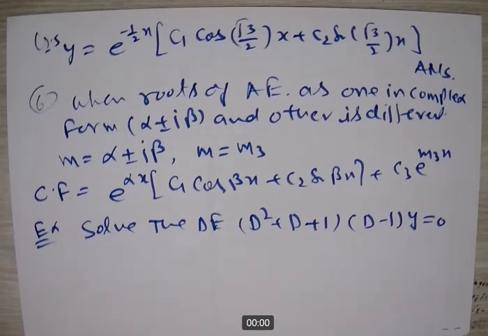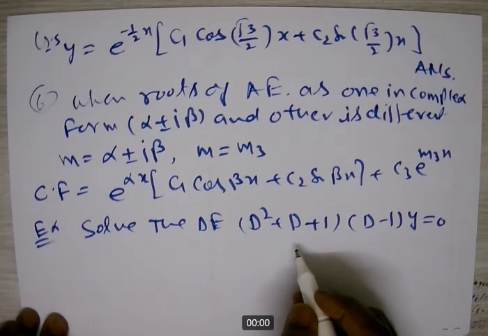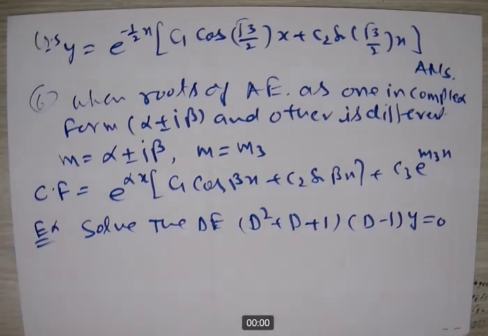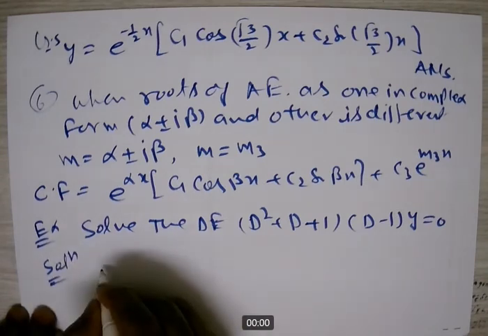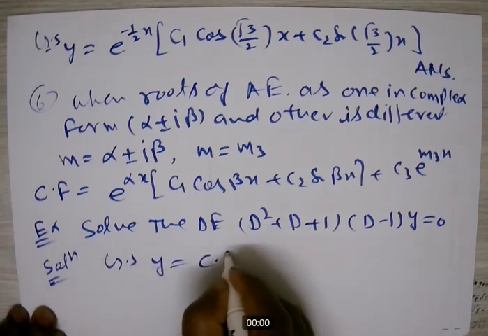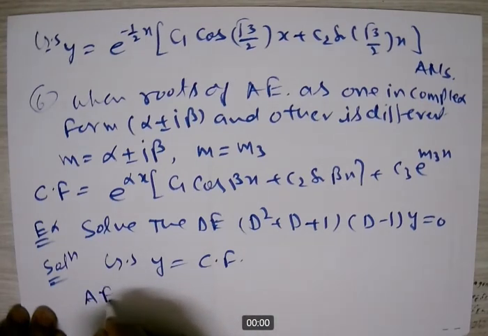What is the meaning of that? Let us solve the differential equation: solve (D² + D + 1)(D − 1)y = 0. The general solution is y = CF. No need to do more, since we understand, so write the auxiliary equation directly.